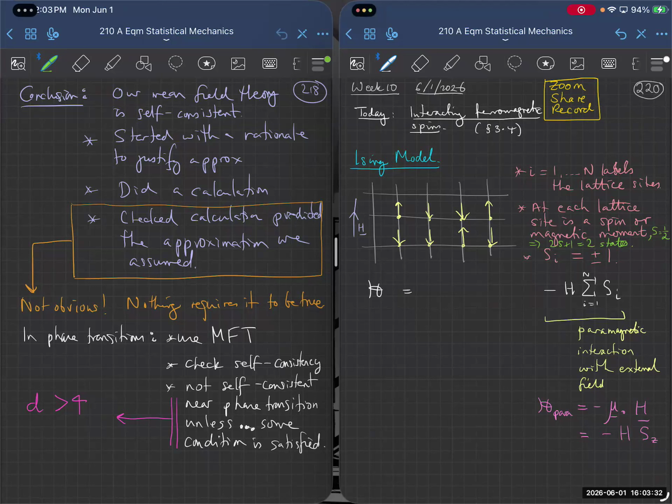Okay, so last week of class. Today we're going to talk about phase transitions, and we're going to work through the Ising model. We're going to very quickly go through the Ising model, and then I'm going to show you how to solve it using mean field theory.